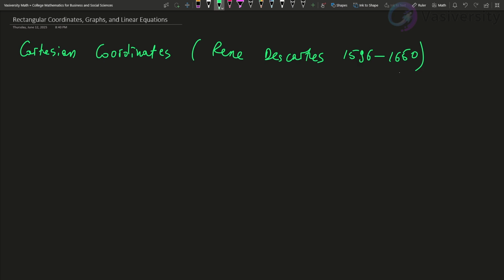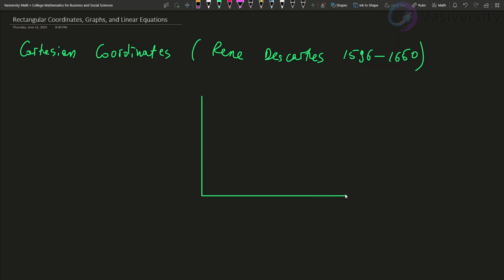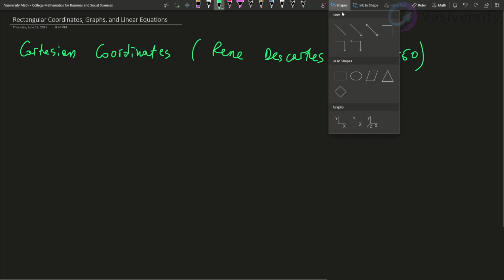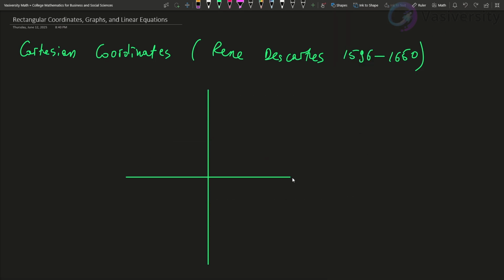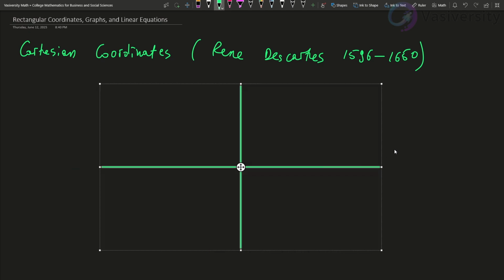So, two real number lines intersecting at right angles form a Cartesian plane, right? So what is a right angle? A right angle is 90 degrees. So let's actually draw one. I actually do have it predetermined. Let's use a full scale. So here it is.